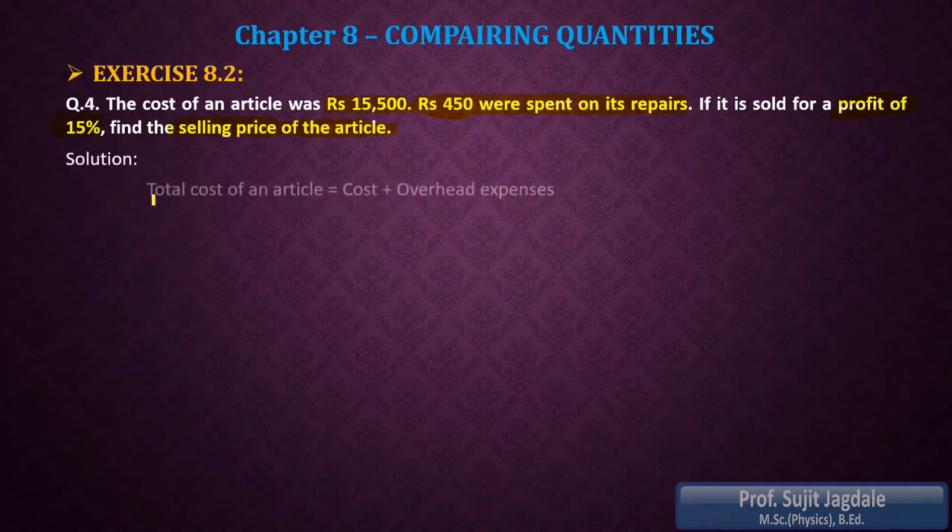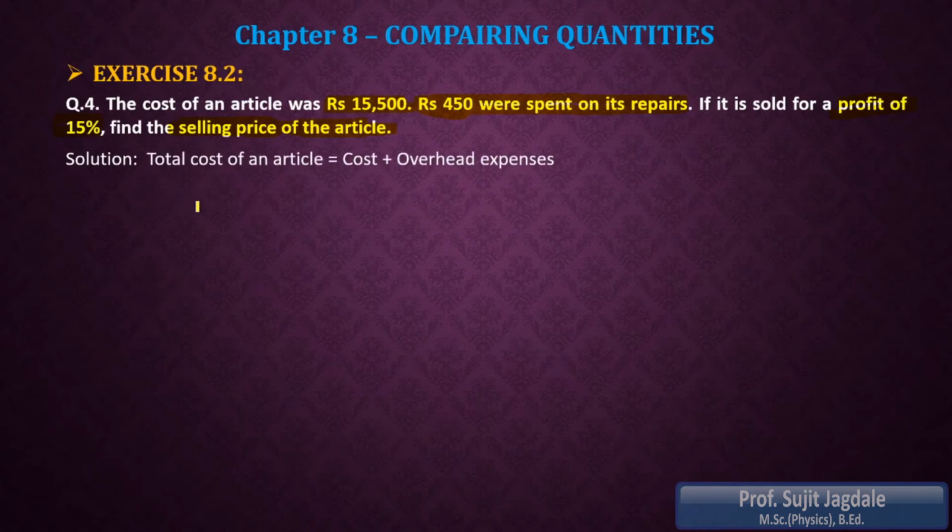Now in the solution, first of all we have to consider the total cost of the article, that means the CP, because he is spending the money in two ways. First, he is buying that article, and second, he is repairing that article. So whatever the cost of the article and whatever the overhead expenses, those should be added, then we get the total cost price, that means the total CP of that article.